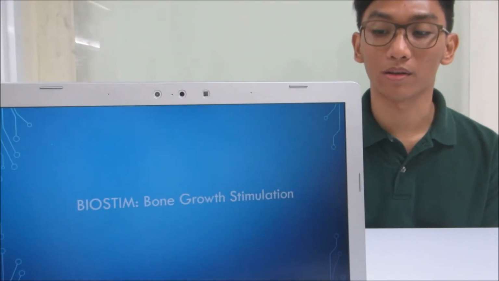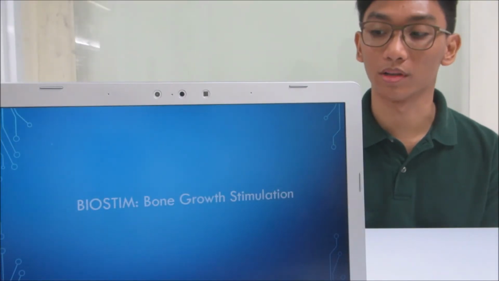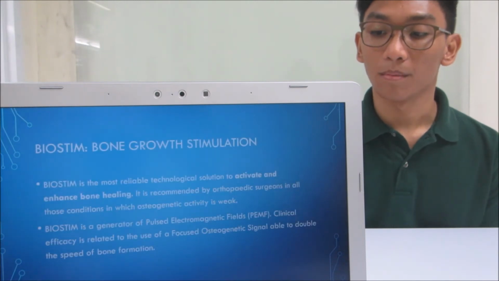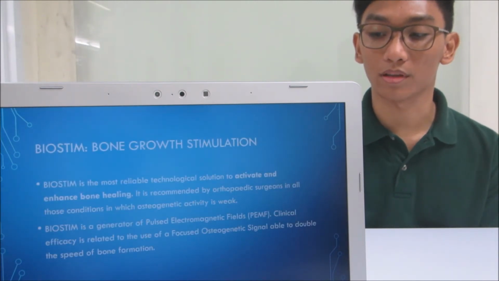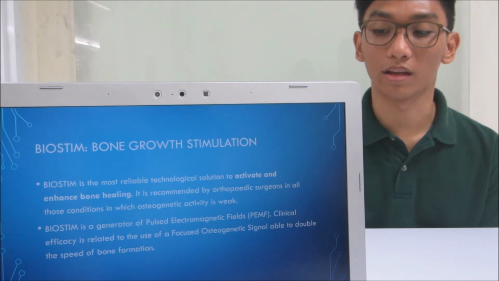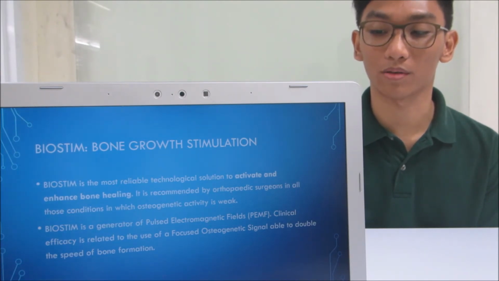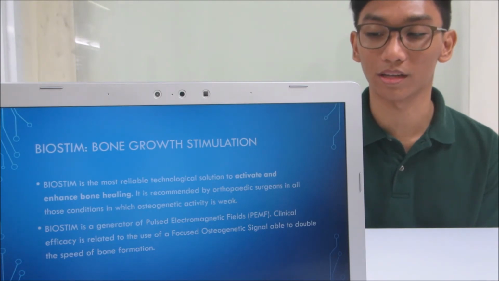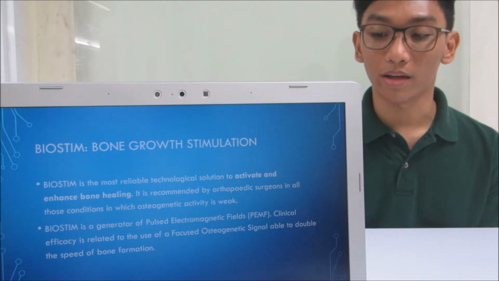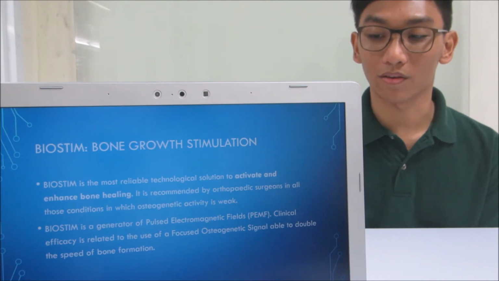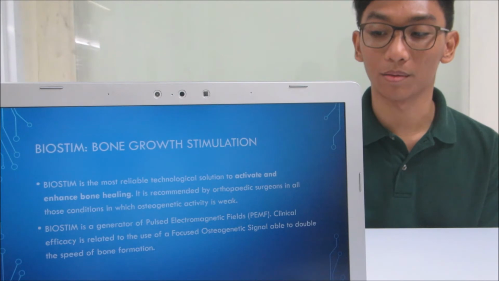BioStim is a bioelectronic device for bone growth stimulation. BioStim is the most reliable technological solution to activate and enhance bone healing. It is recommended by orthopedic surgeons in all those conditions in which osteogenetic activity is weak. BioStim is a generator of pulsed electromagnetic fields, PEMF. Clinical efficacy is related to the use of a focused osteogenetic signal able to double the speed of bone formation.